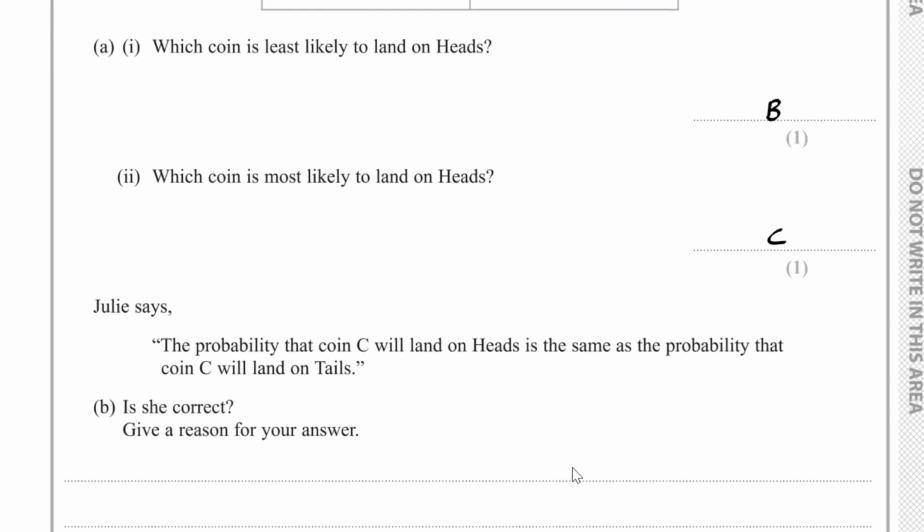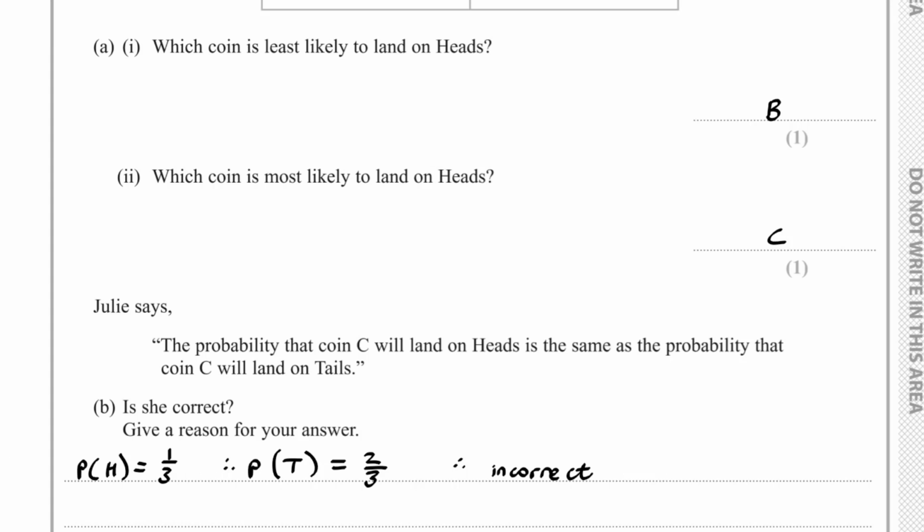Now, for part B, Julie says the probability that coin C will land on heads is the same as the probability that coin C will land on tails. Is she correct? Well, the probability that we land on a heads for C is equal to 1/3. And therefore, because probability adds up to 1, the probability that she lands on tails is equal to 2/3. And therefore, these aren't the same. So therefore, she is incorrect.